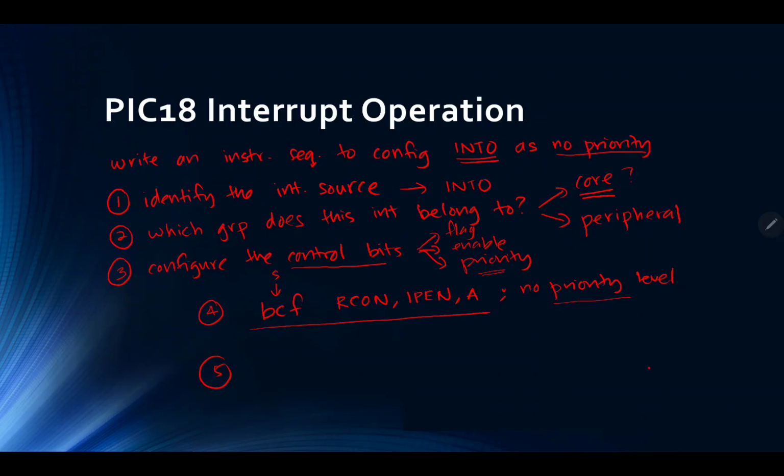Now out of these 3 control bits, let's configure the first bit first, which is the flag. Always remember that we always want to clear the flag bit. Why? Because earlier we mentioned that whenever the interrupt happens, the flag bit will become 1. So we always want to make sure that we clear the flag. Now for this interrupt source, which is in the core group, we need to find out where the control bits are. The control bits will be in INTCON, INTCON2 or INTCON3.